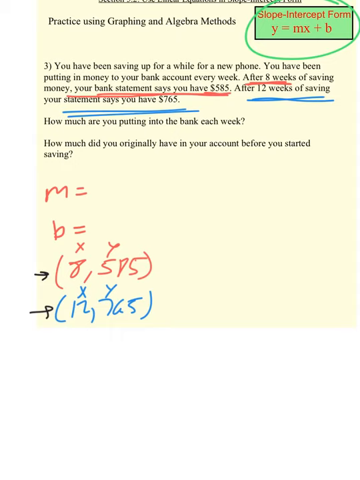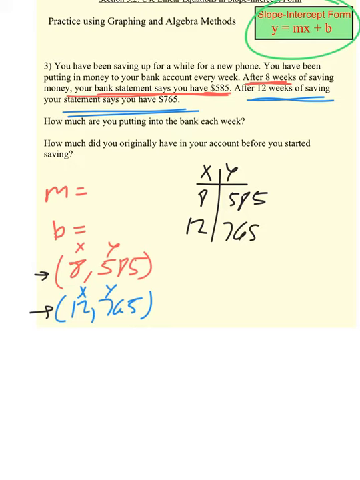And again, this is a problem you could graph, but I'm going to suggest using the algebra method because it'll be a little easier than having to go up 585 or 765 on a graph. So I'm going to use those numbers and put them in a table like we do. 8 and 585 and 12 and 765.